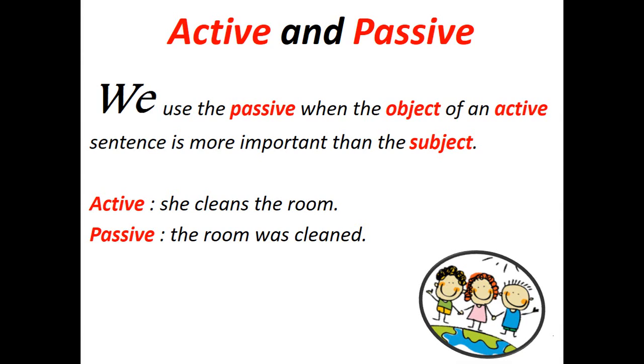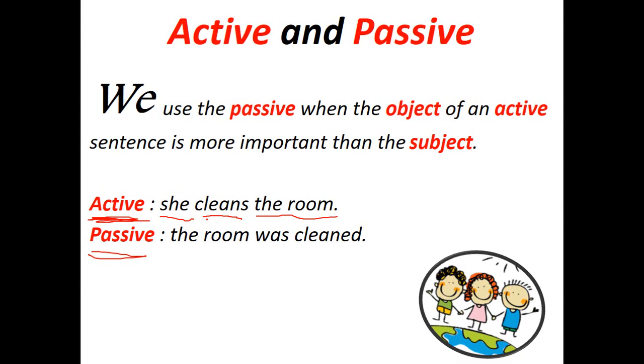We use the passive when the object of an active sentence is more important than the subject. Okay, we have two sentences now. Look at here. The first one is what? Active sentence, and the second one we have passive sentence. Now let's start from the beginning, from the first one. She cleans the room.